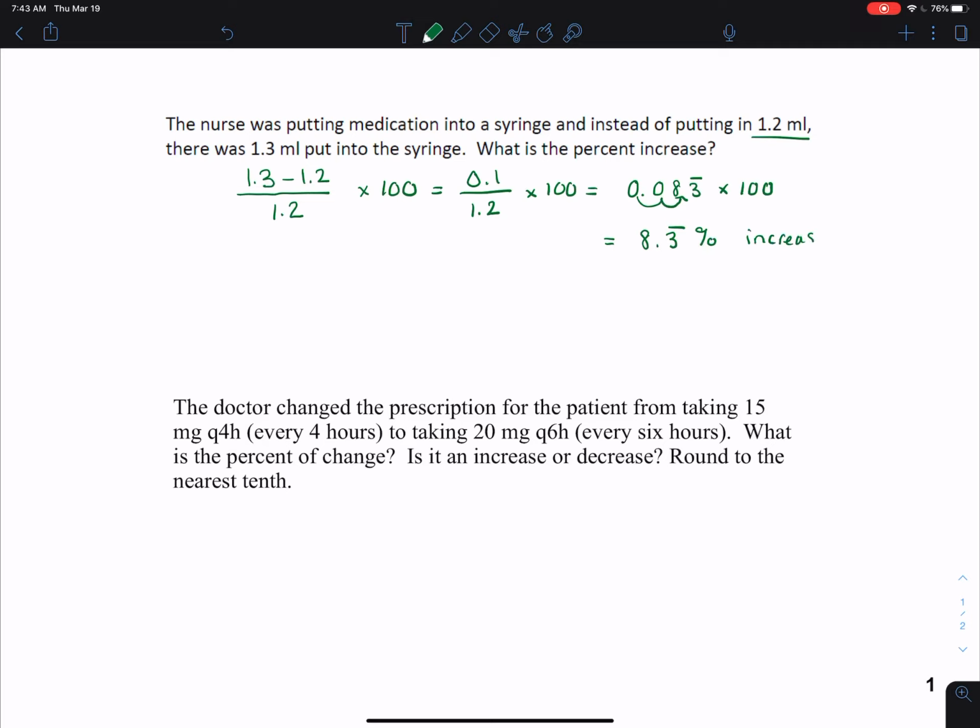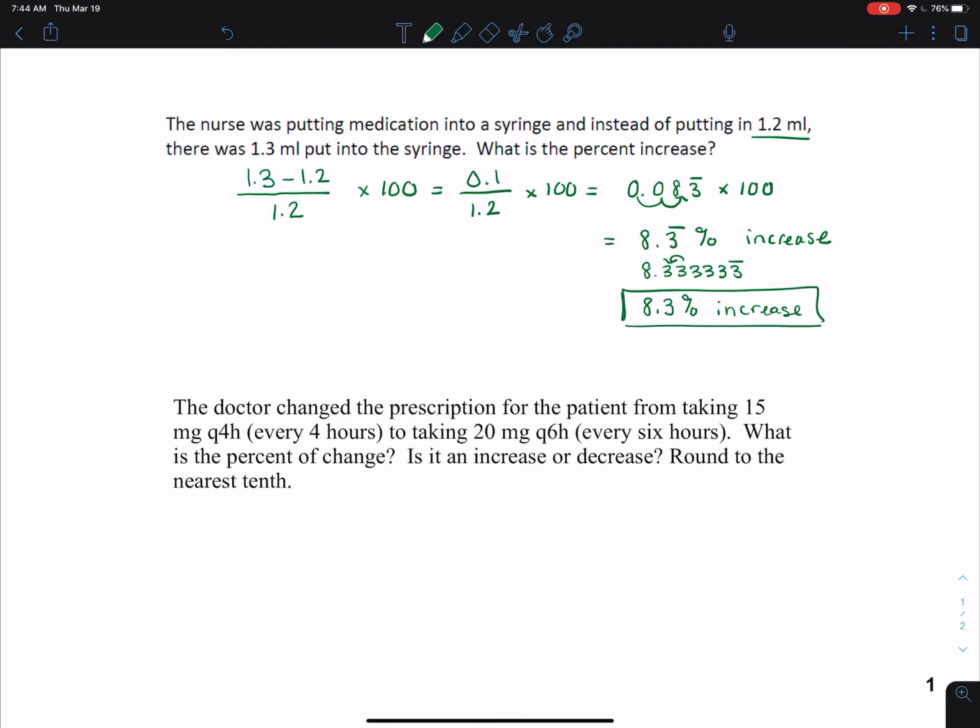Now, most of the time they ask us to round, and for percents, we normally have to round to the nearest 10th of a percent. So if you think about that 0.3 repeating, it means we have 3s, and they just keep going. So I'm going to take this 3 in the hundredths place. It tells me to leave that 3 in the tenths place alone. So if I round, I would just say 8.3% increase.